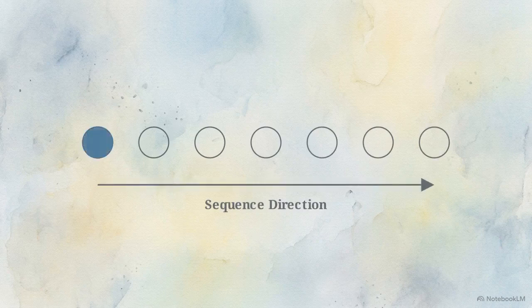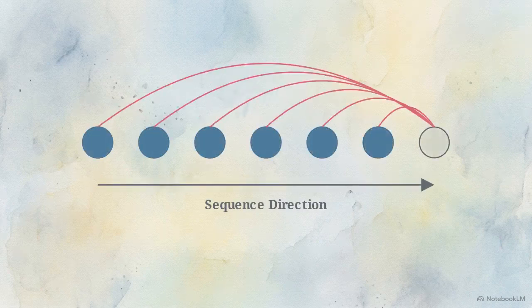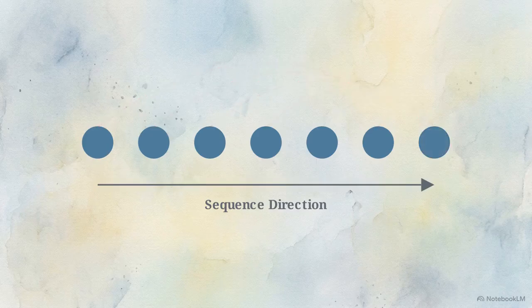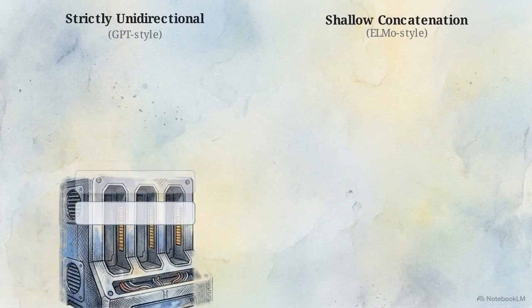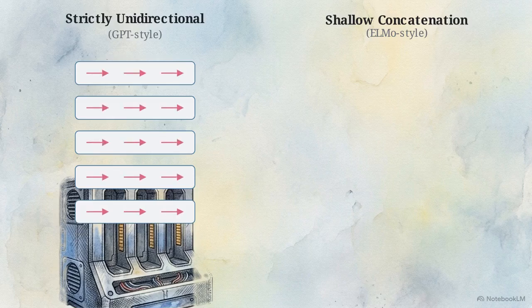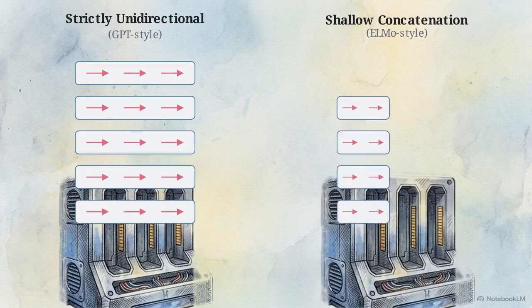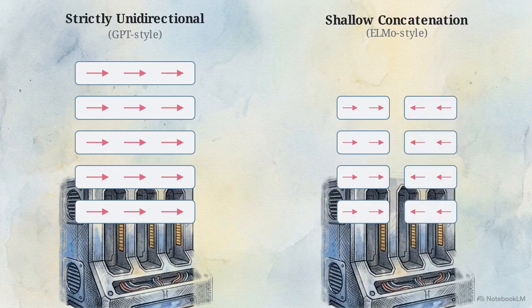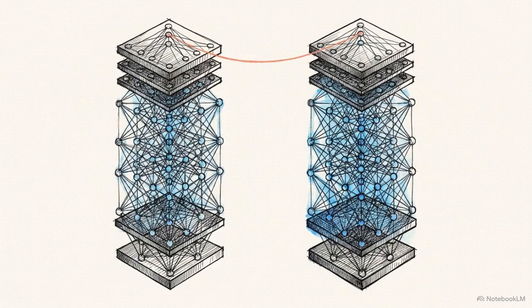Standard conditional language models process text sequentially, predicting the next token based exclusively on what had already been read. This forced architectures into one of two patterns. They either ran strictly left to right, like GPT, or they processed the text forward, processed it backward, and glued the two separate outputs together at the very top, like ELMo. That shallow connection is a structural liability.